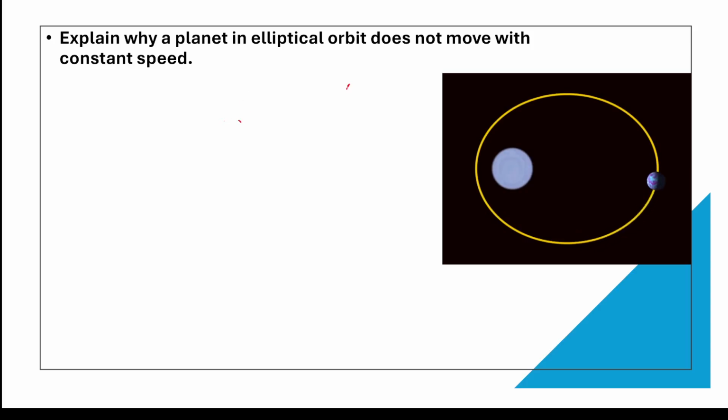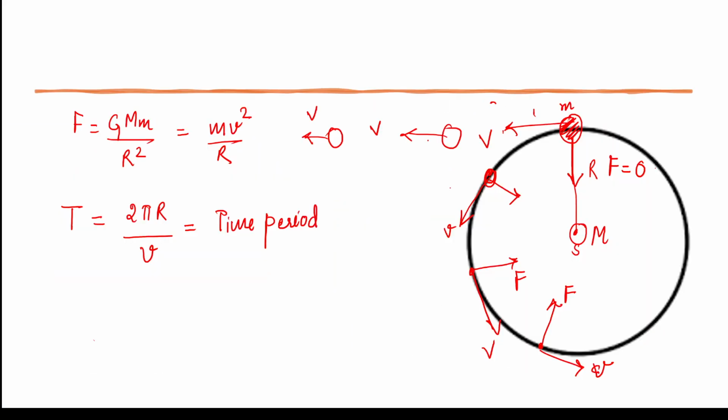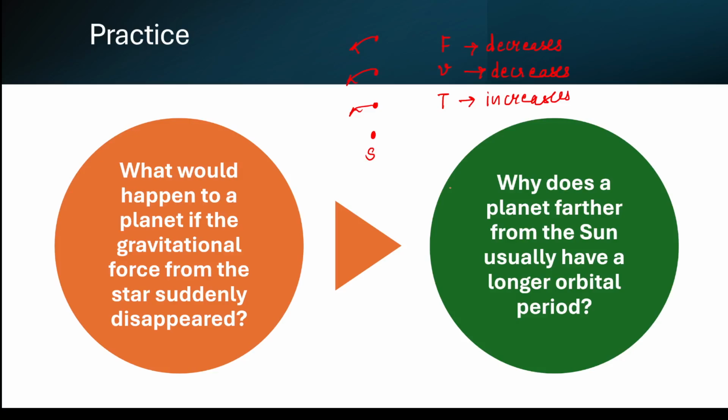So if I have a body which is far away, what happens to the force? Is it less? Yes, larger distance, less force. Force is less, so speed is less. When it is closer, force increases, speed increases. That's it. So it cannot move with a constant speed. Whereas if it is moving in a circular path, it ends up moving with a constant speed because the force is constant.